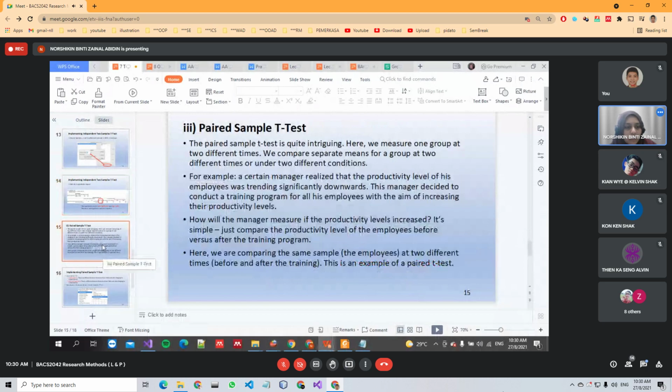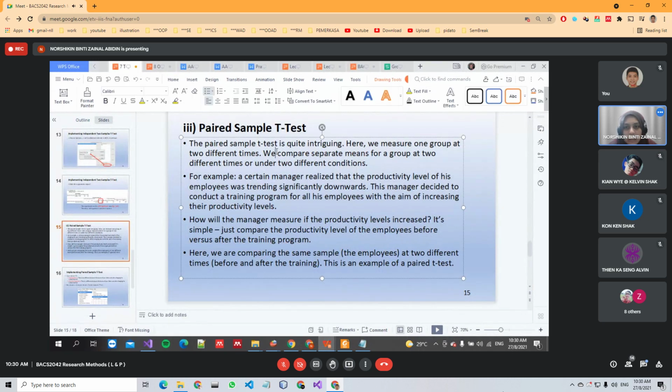Then the next one, I think this one should be the last one, paired sample t-test. Okay, the paired sample t-test is the third one. This one is a statistical procedure used to determine whether an unknown population mean is different from a specific value, from any specific value.